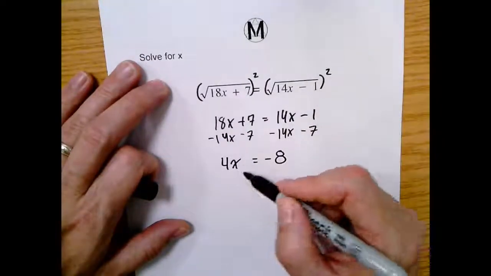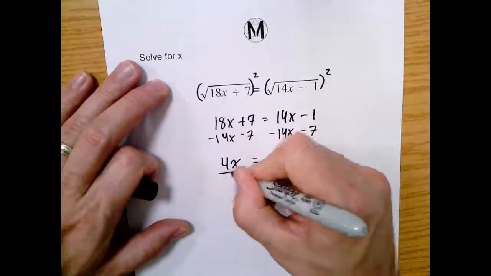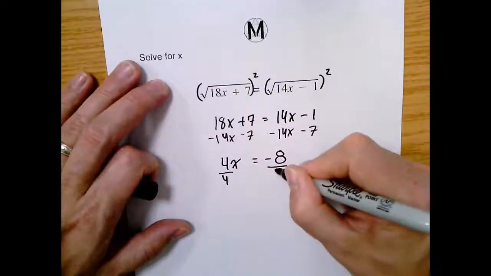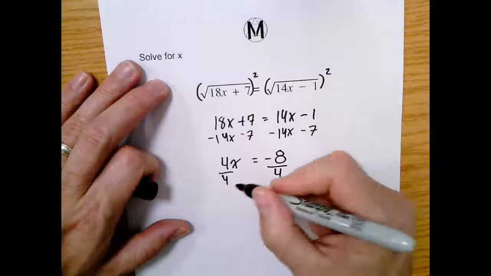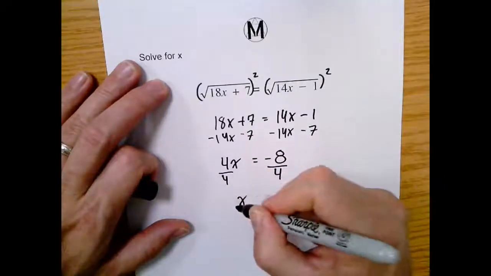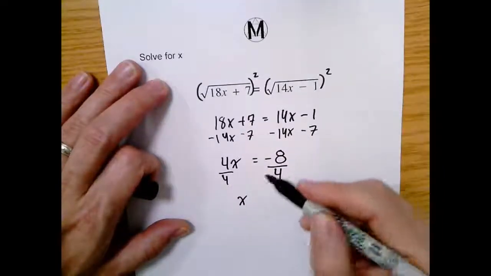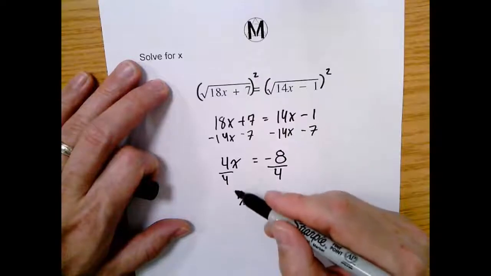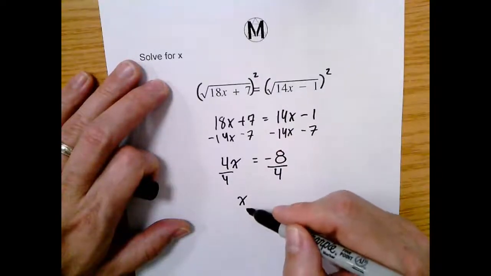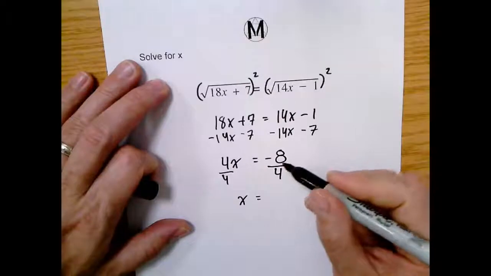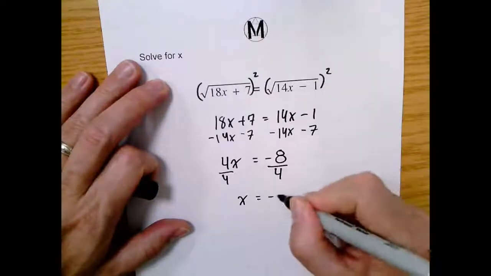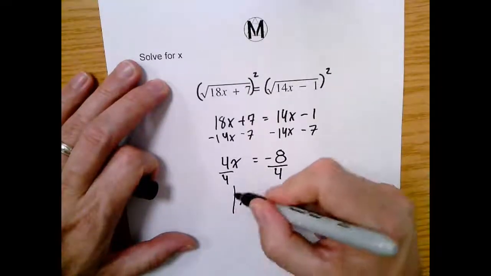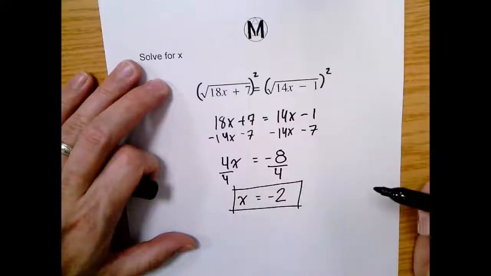This says 4 times x. The opposite of multiplying by 4 is dividing by 4. And so 4 divided by 4 is 1, which leaves us just x. Or there is a 1 there, but we don't write it because, look, it's 1x. We don't need to tell everyone there's 1x. You can literally just see the 1x. And that's going to equal, well, what's negative 8 divided by 4? Negative 2. And that is how you do it, okay?